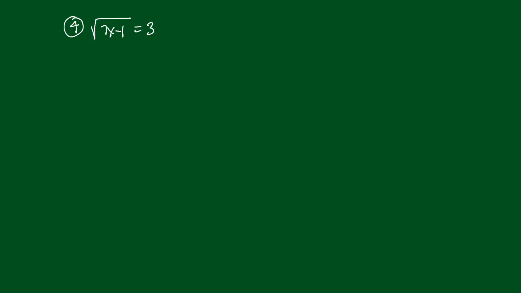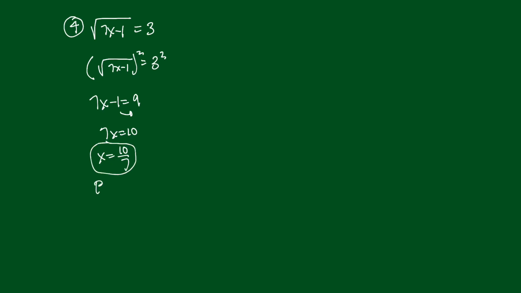We've got a radical equation in which the radical is already isolated. It's on one side by itself. Let's square both sides. We'll get the square root of 7x minus 1 squared equals 3 squared. Square root on the left, we'll get 7x minus 1 equals 9. Add 1, we'll get 7x equals 10. Divide by 7, how about 10 sevenths?